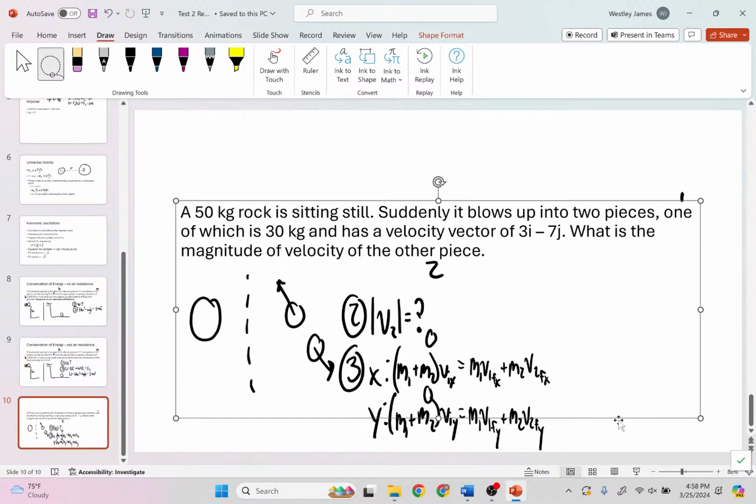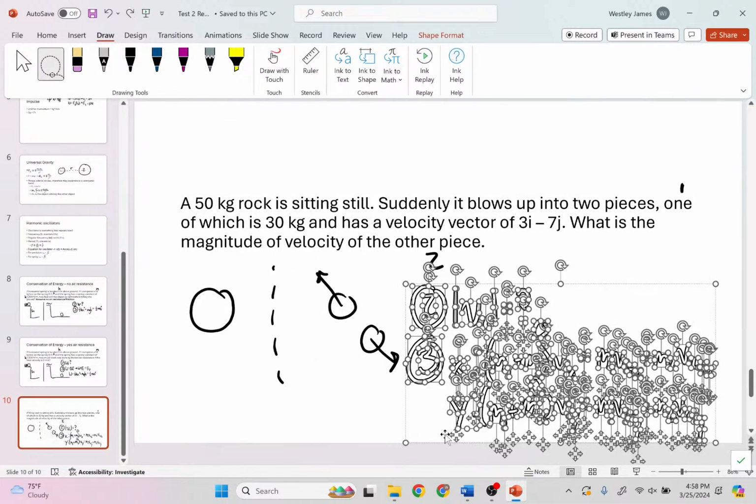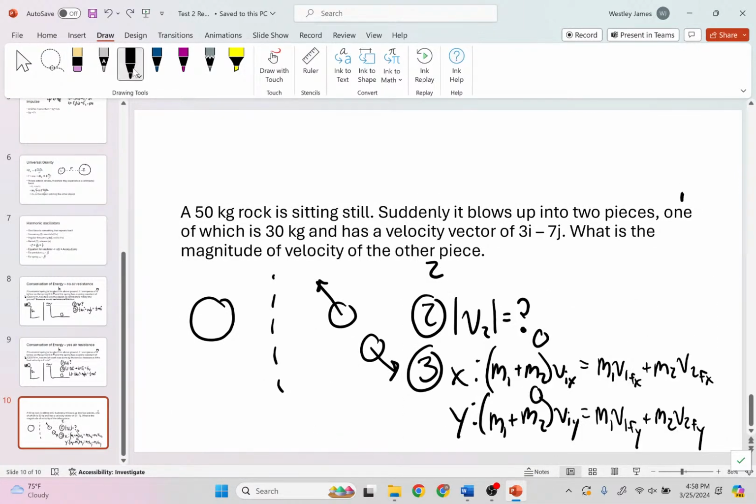In fact, let me go... Oh, you cannot read that at all. Let me go ahead and put that over here, because this one was purposely a little mean. You have to remember that the magnitude of the final velocity is going to equal the square root of the final velocity in the x squared plus the final velocity in the y squared. So you'll solve these two equations.